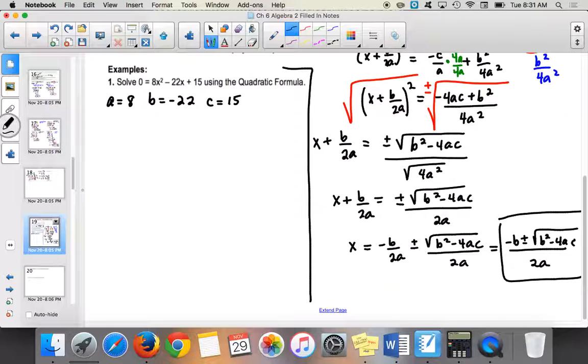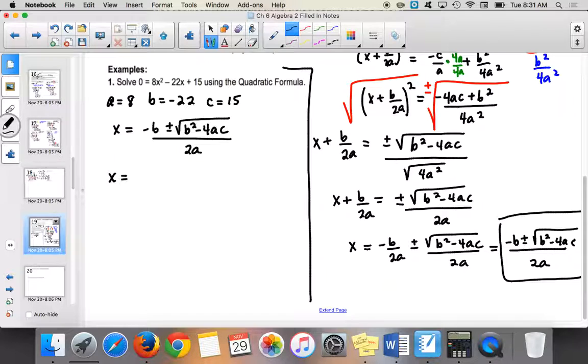All right. So I always recommend on your homework to write the quadratic formula down, because the more times you write it down, the easier it is to memorize. So I always write it down: negative b plus or minus the square root of b squared minus 4ac all over 2a. And then we just plug things in.